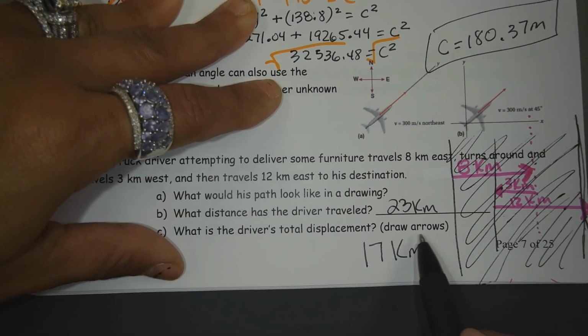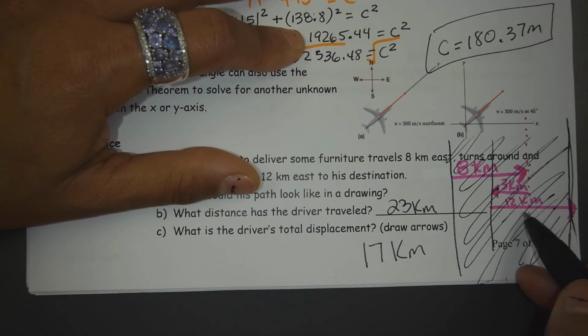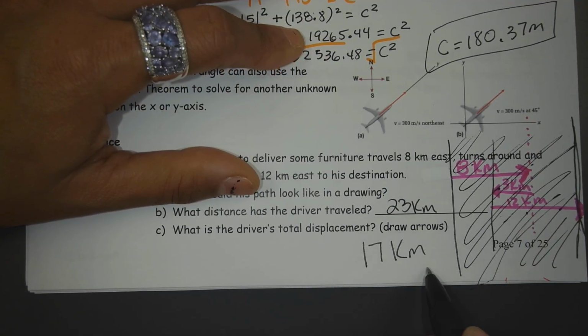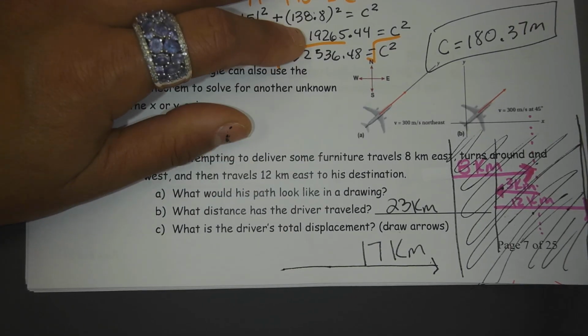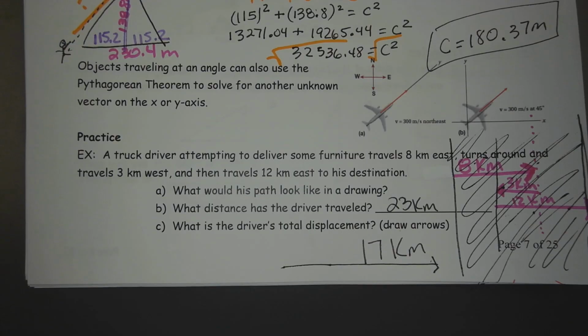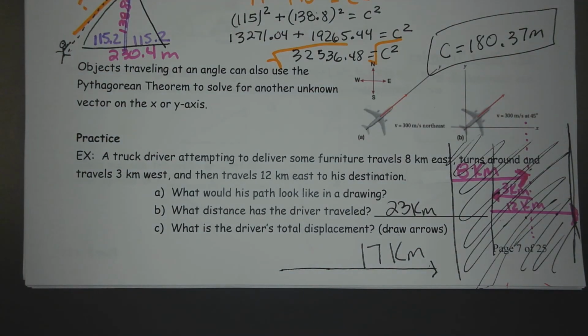And then they said, draw it as an arrow or vector form. My 17 should be longer than the 12, so let's see. Something like that. So it's adding the distance of this plus this to get the 17. Okay, not a problem. We're just practicing vector arrows. Turn the page when you're ready.